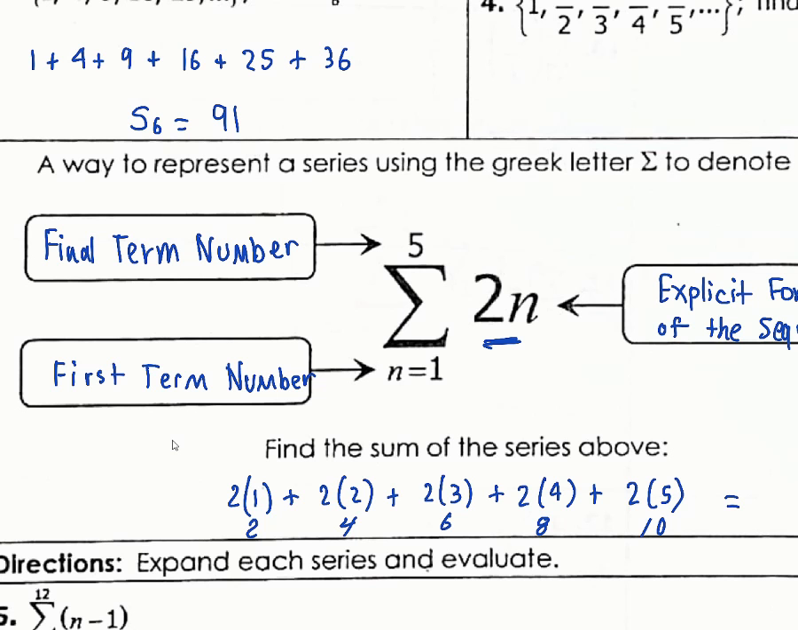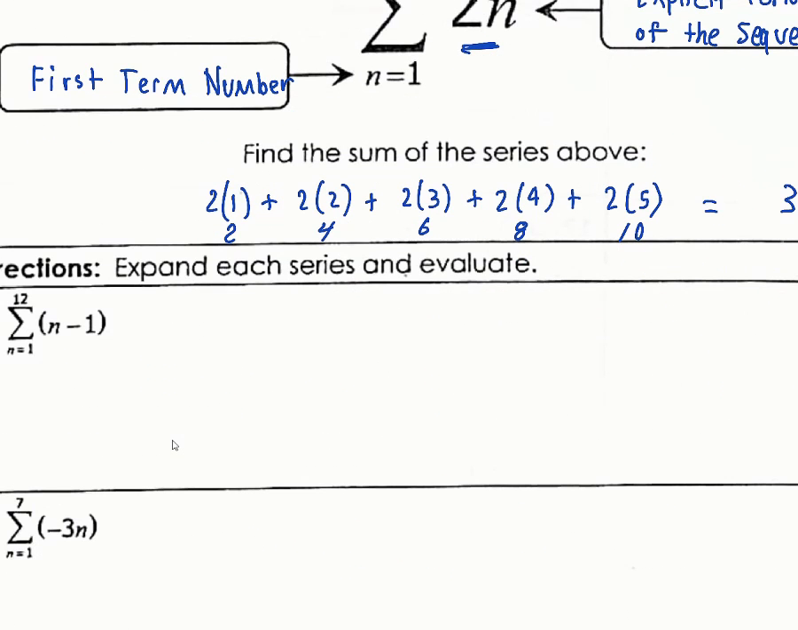So what is 2 plus 4? 6 plus 6? 12 plus 8? 20 plus 10? So the sum of the series from the first term to the fifth term is 30. That's what we're doing when we see summation. Y'all follow that? Now watch how annoying this is. Alright, let me show you number 5.